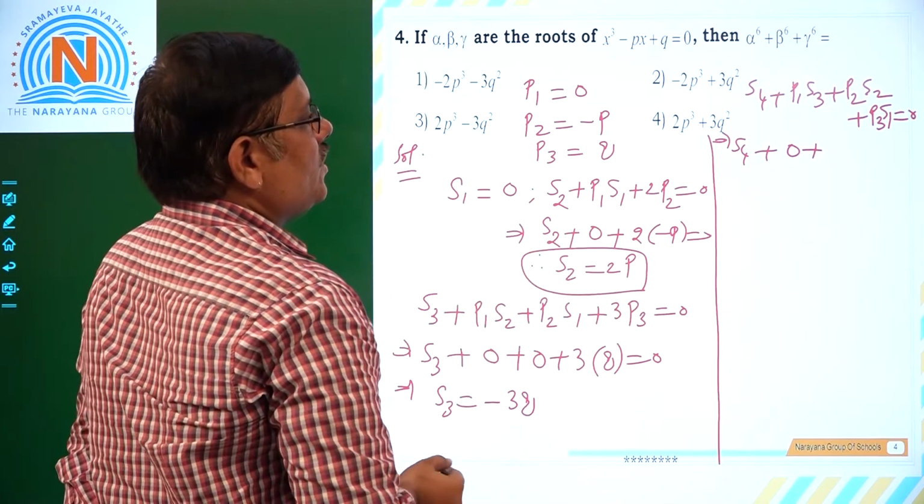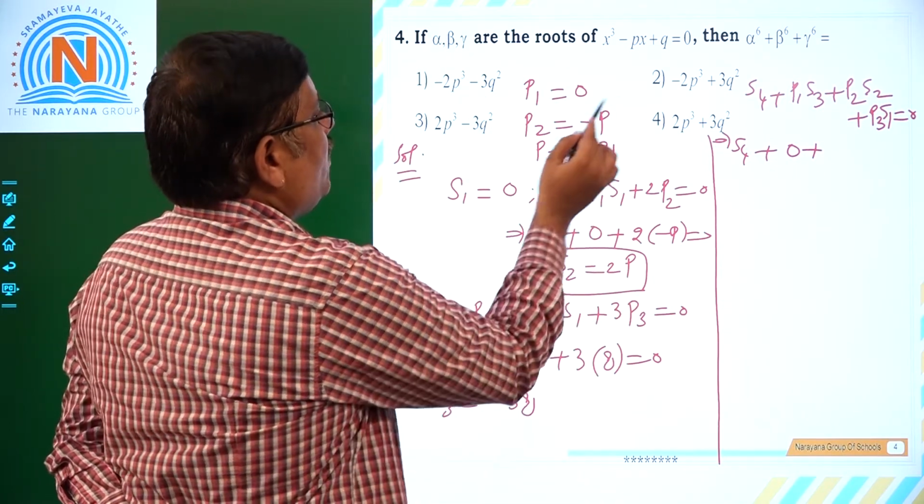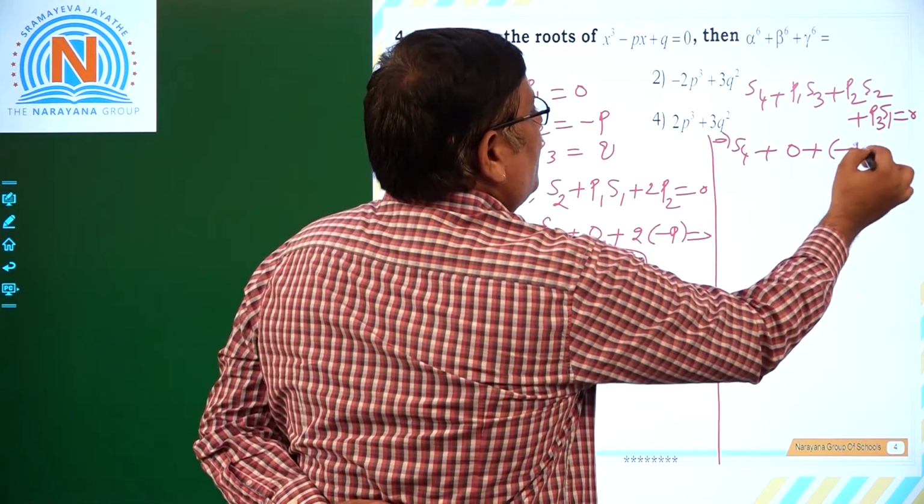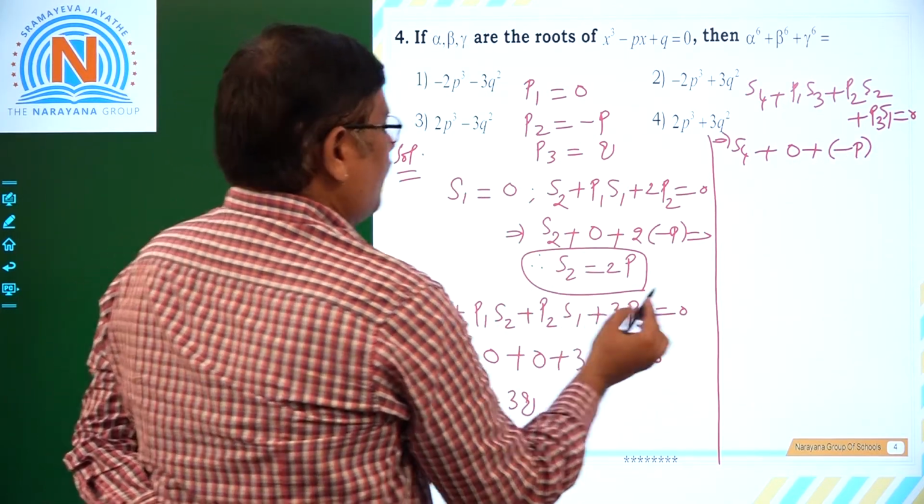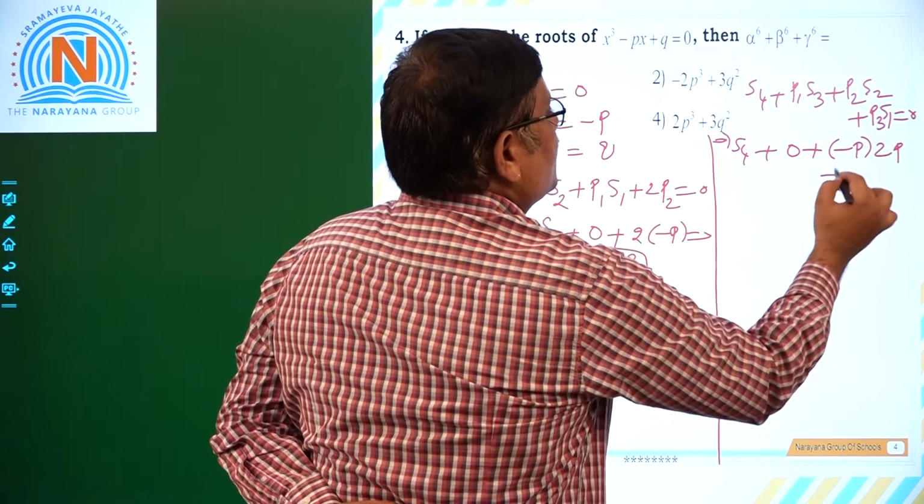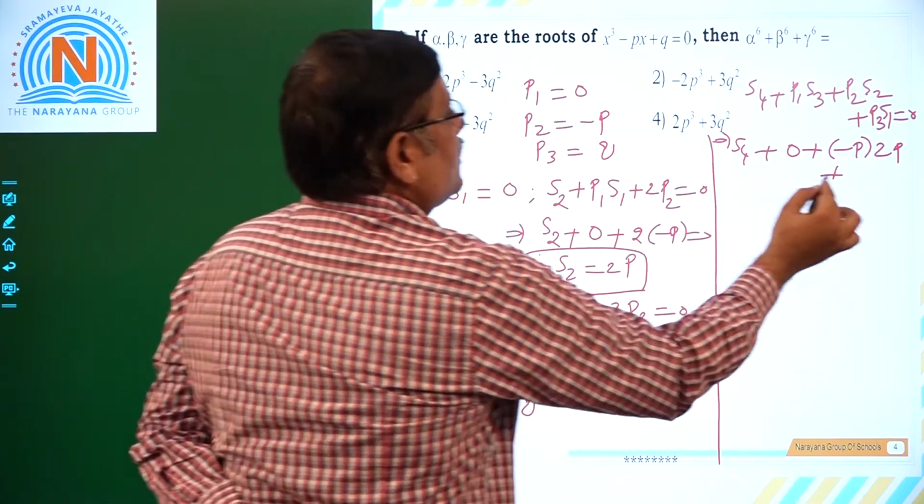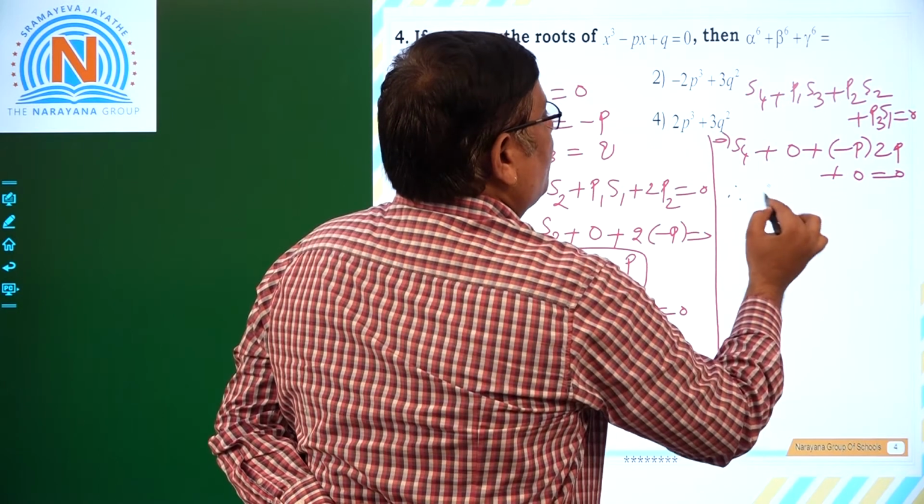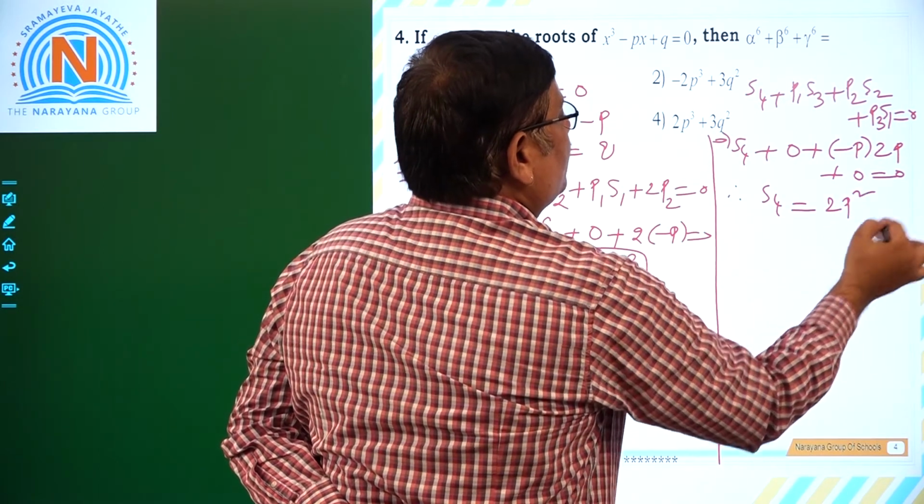Next, P2 into S2. P2 value we have as minus P, S2 value we have as 2P, plus P3 into S1. S1 is 0, so this entire value becomes 0, that is 0. Therefore, the S4 value is 2P.